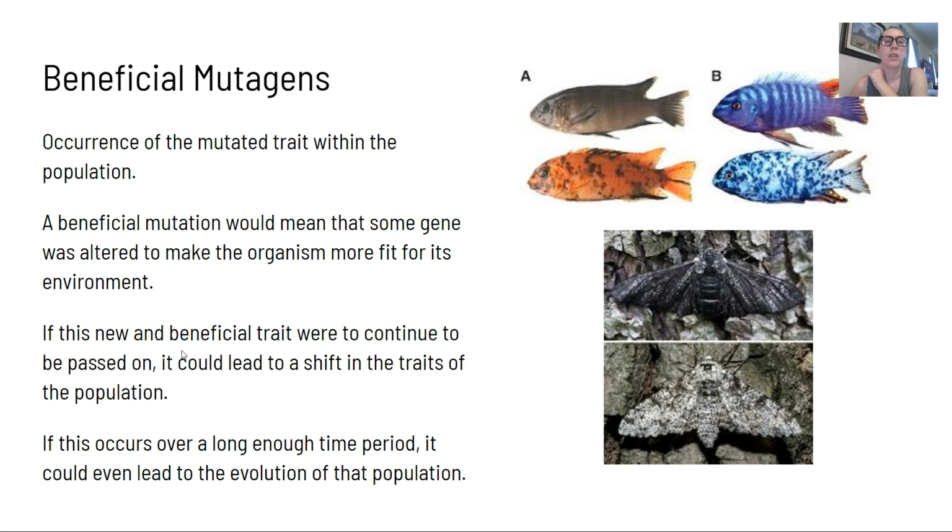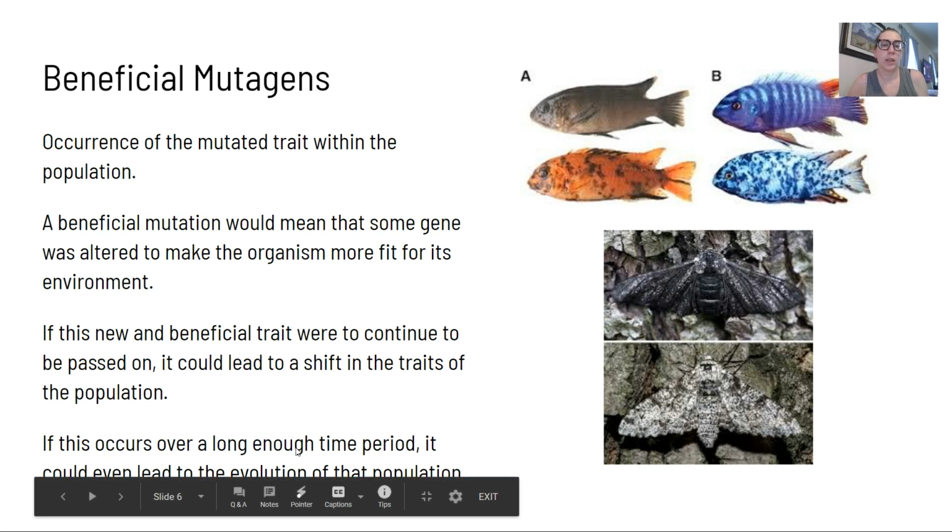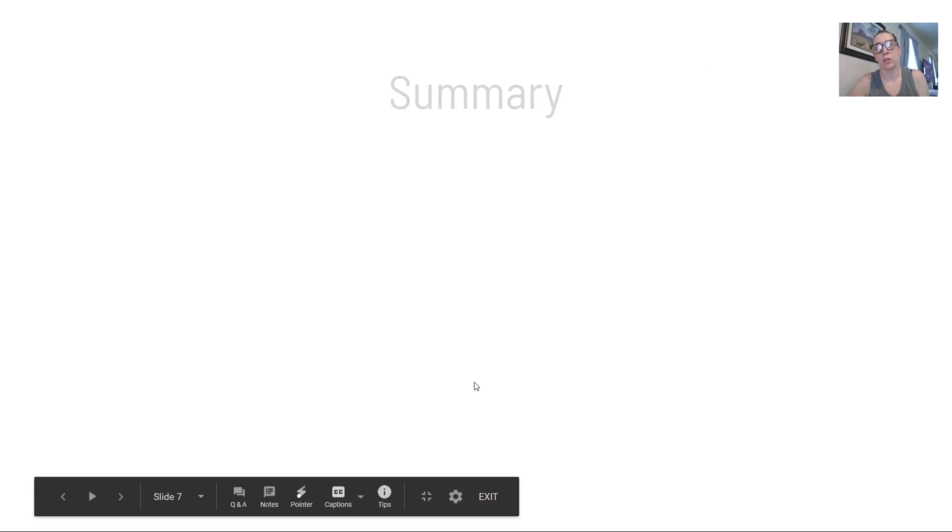So if this new and beneficial trait were to continue to be passed on, it could lead to a shift in the traits of the population. And then if this occurs over a long enough time period, it could even lead to the evolution of that population. All right, so these subtle environmental changes over billions of years is how we can have an evolution of populations of species. An evolution of species.